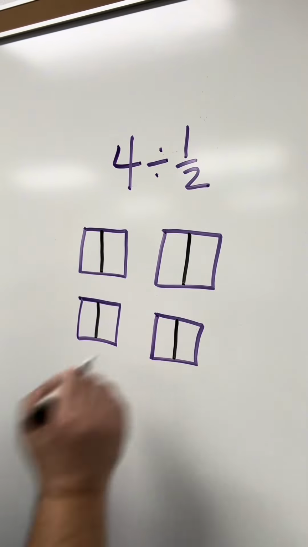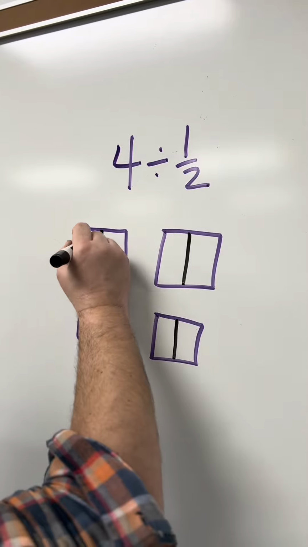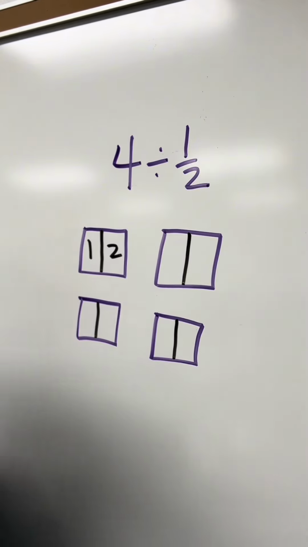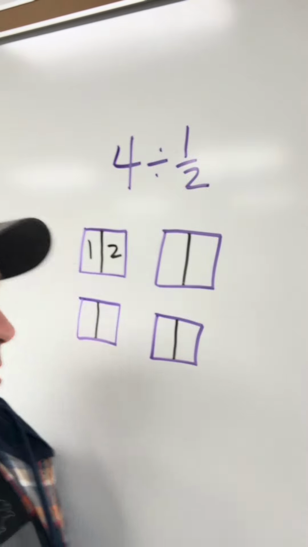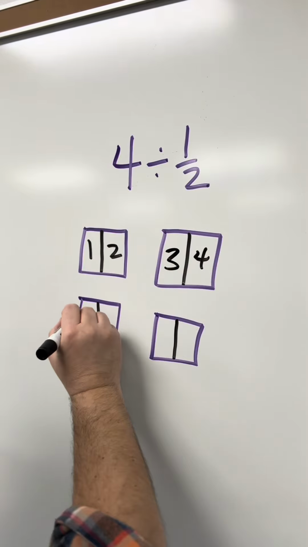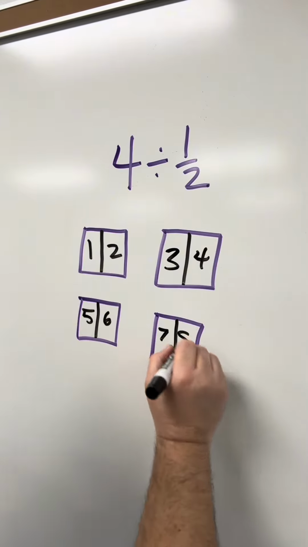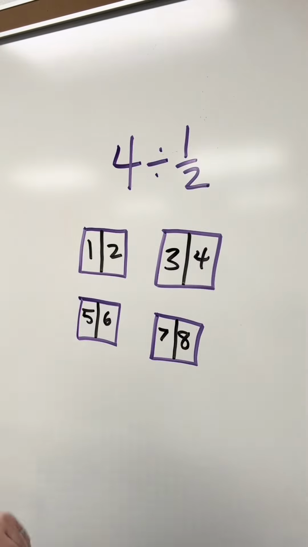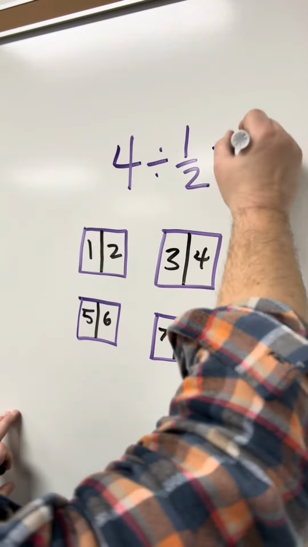Well, if we cut our 4 hours into halves, we see that we can watch 2 episodes in our first hour. And that makes sense because 2 halves make one whole. And we're going to keep that going. So episodes 3 and 4, 5, 6, 7, 8. So 4 divided by 1/2 is asking us how many times does 1/2 appear within 4? And we can see that is indeed 8.